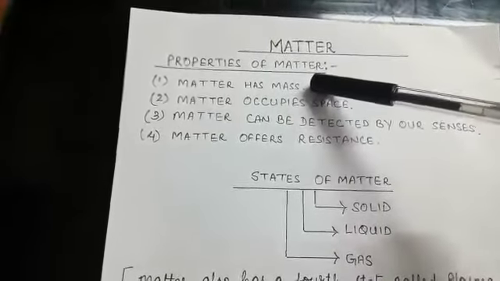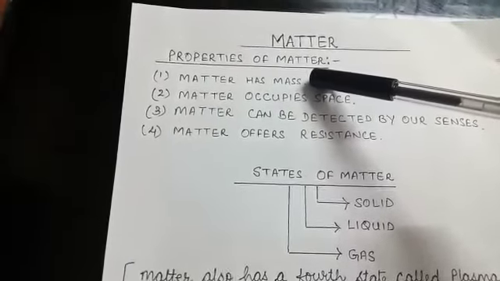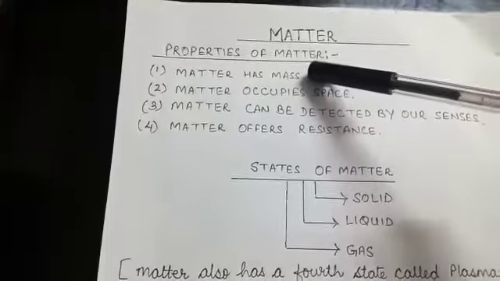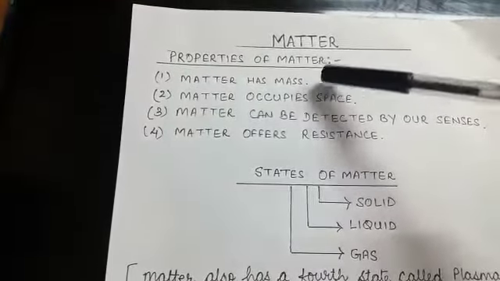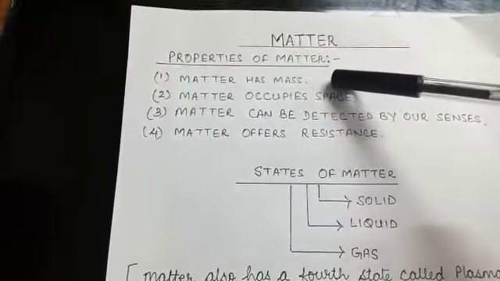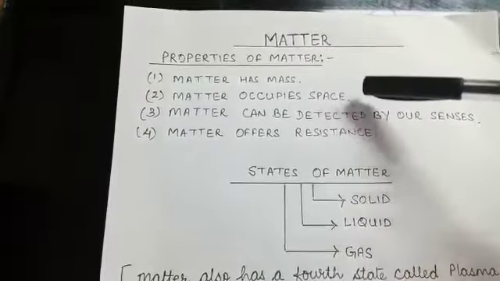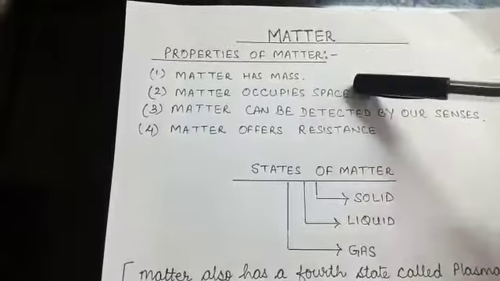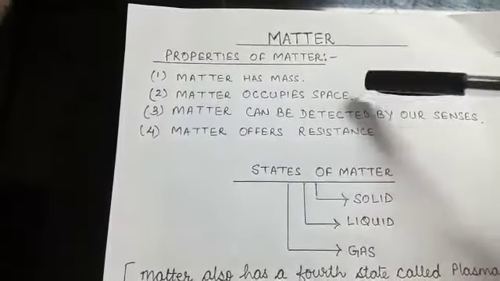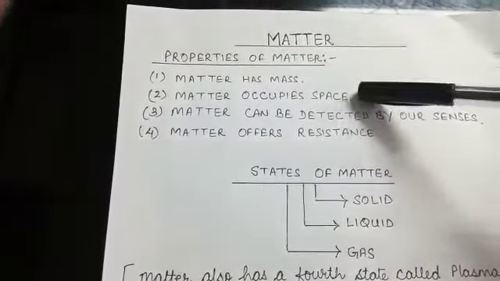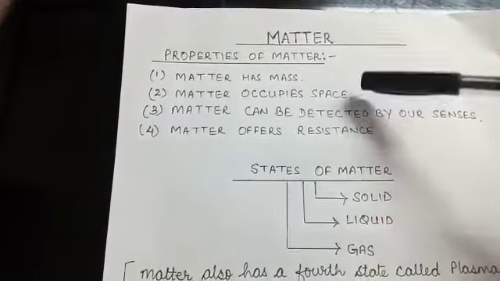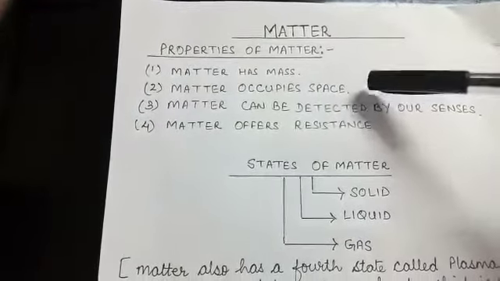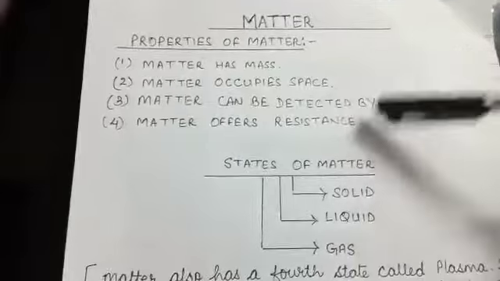Matter has mass. All types of matter have certain mass. Even invisible matter like air has mass. Second, matter occupies space. All types of matter occupy space. How much space they occupy depends on the shape and size of the matter.